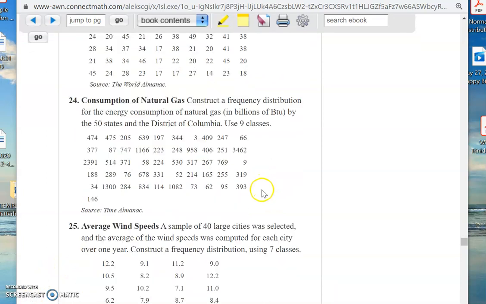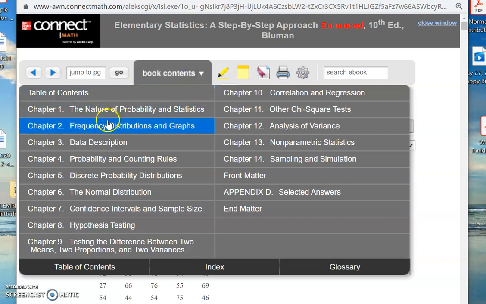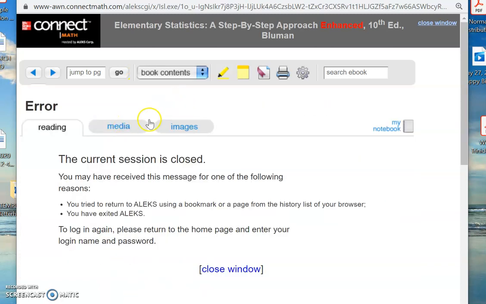Okay, so that's it for 7-1. Okay, sorry, I misspoke. That's it for chapter 2-1. Chapter 2-1 is frequency distributions and graphs. So now we're going to go and talk about, okay, I'm close. All right, so that's it for 2-1.